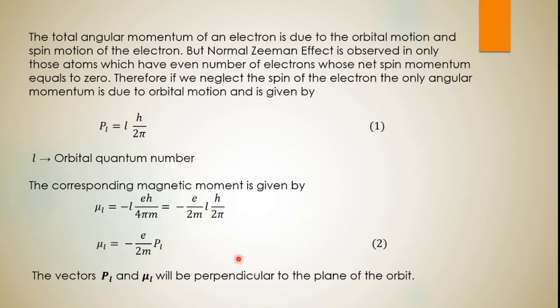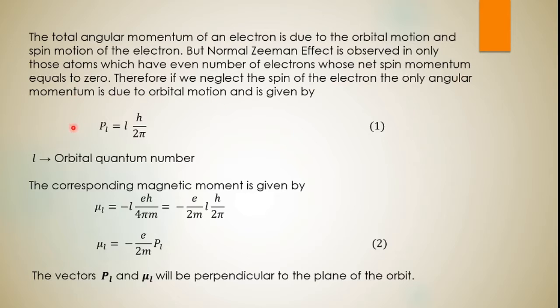We know that the total angular momentum of an electron is due to the orbital motion and spin motion of the electron. But normal Zeeman effect is observed only in those atoms which have an even number of electrons whose net spin momentum equals 0. Therefore, if we neglect the spin of the electron, the only angular momentum is due to orbital motion.